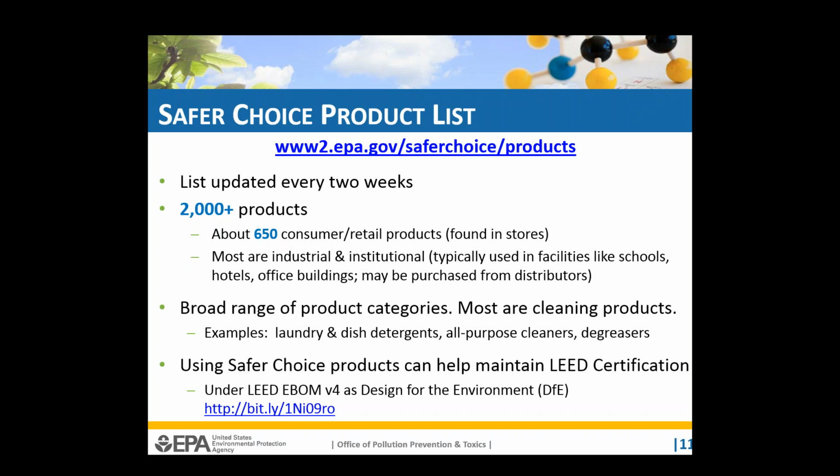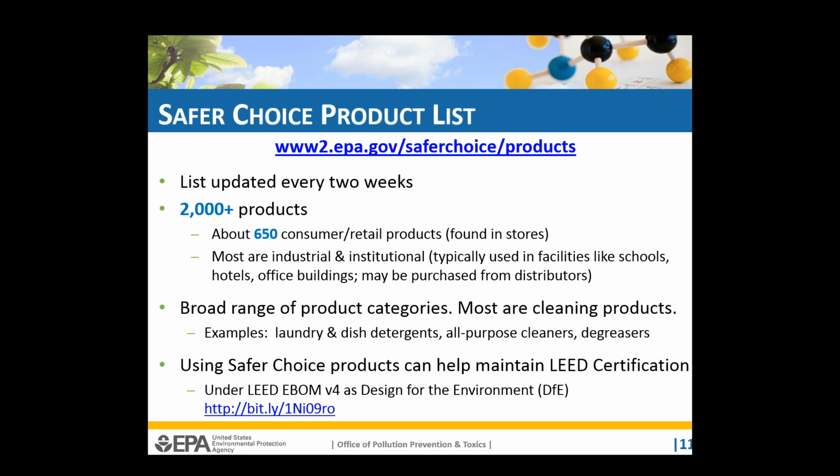There are more than 2,000 products on that list. About a quarter of them are what we call consumer or retail products, so these are products found in stores. The rest of them are those I&I products I mentioned, so they're used in places like office buildings and schools. These may be purchased directly from the manufacturer. Sometimes they're purchased through distributors.